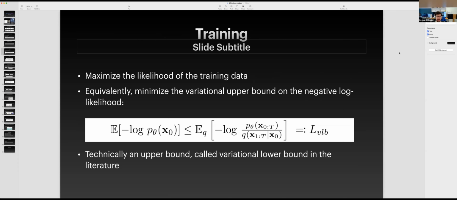So what does the actual training of this look like? At a high level, it's a maximum likelihood problem. You want to maximize the likelihood of the training data, or equivalently minimize the variational upper bound on the negative log likelihood. So this is technically an upper bound, but in the literature, it's often called a variational lower bound. So likelihood maximization here.